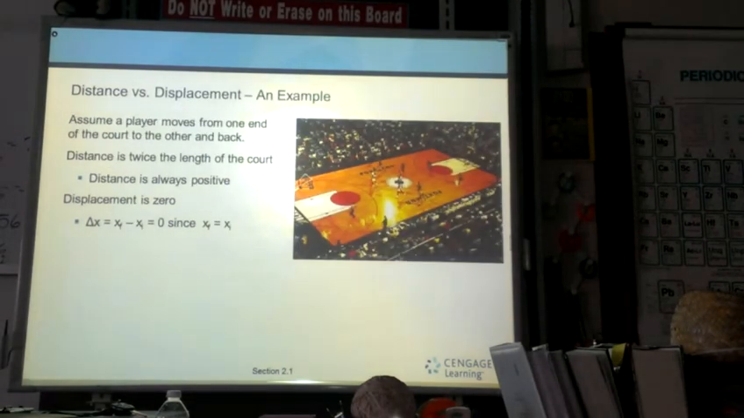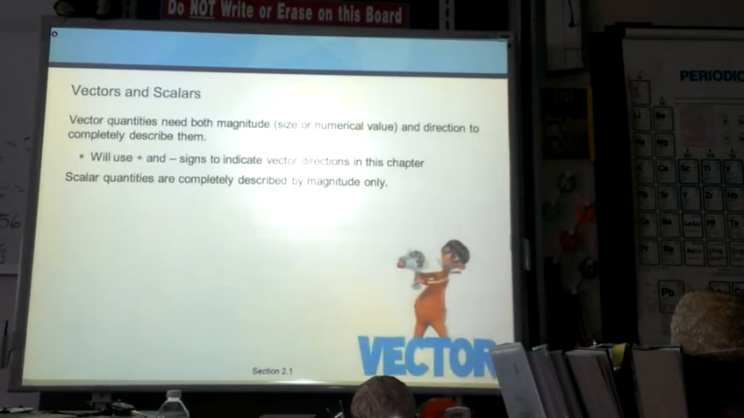Okay, so again, this is just another example between distance versus displacement. Assume a player moves from one end of the court to the other and back. Distance is twice the length of the court, and distance is a scalar, so remember that distance is always just going to be positive. All scalars, I'm never going to add a positive or negative in front of them because it's just a scalar. There's no direction that's associated with it. But the displacement, if I start from one end of the court, go to the other end, and then come back to where I started, displacement is 0 because I ended where I started. So final is equal to initial, easy enough.